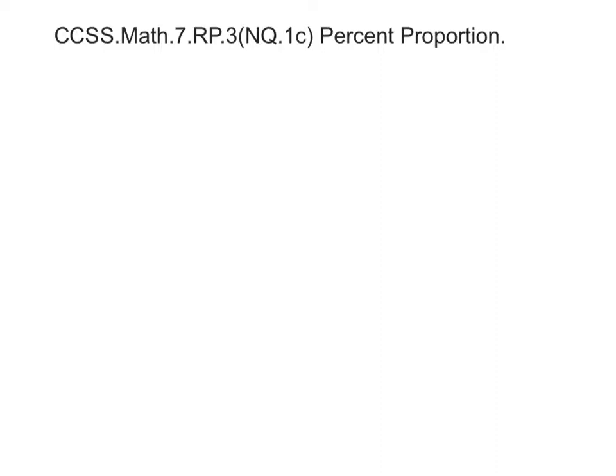Common Core State Standards Math, 7th grade, Ratios and Proportions 3, Numbers and Quantities 1C, and we're looking at percent proportion. And we've looked at proportions before as two ratios that equal each other, or two equivalent fractions. And this one here is the same thing. We're going to have two equivalent fractions that equal each other, but one of them is going to be a percent. And it's really about looking at the problem.